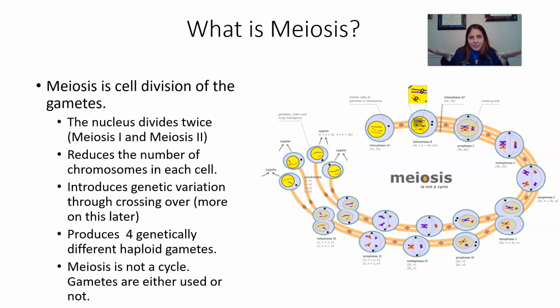So what exactly is meiosis? It's cell division of the gametes, or of those sex cells. In meiosis, the nucleus goes through 2 different divisions: in meiosis 1, and then again in meiosis 2. This reduces the number of chromosomes in each cell. It also introduces genetic variation through crossing over, and we're going to talk a little bit about that later. It produces 4 genetically different haploid gametes. Because of those genetic recombinations, we're going to have 4 totally different gamete cells. And meiosis is not a cycle. Gametes are either used or they're not used.